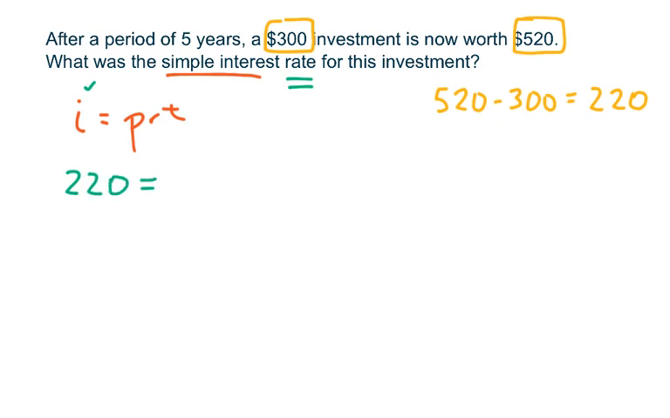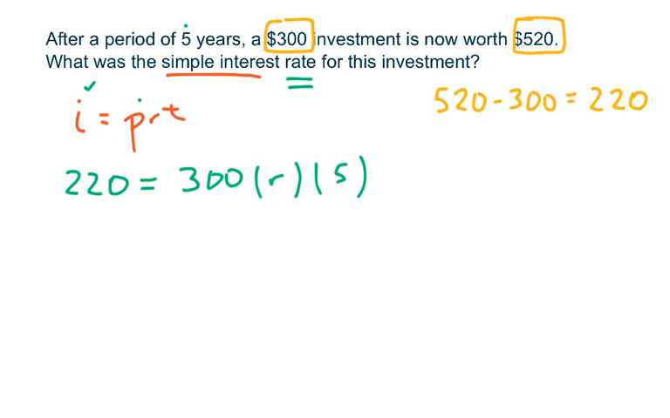So the amount of interest that was earned was $220. The principal, P, the amount of money that was initially invested, was $300. R is the thing that I'm looking for, so we'll leave that as R. And T is time. How many years? Oh, I see that. That was 5 years. So now I've got everything plugged into my formula. I just need to solve this for R, and I'll have my interest rate.